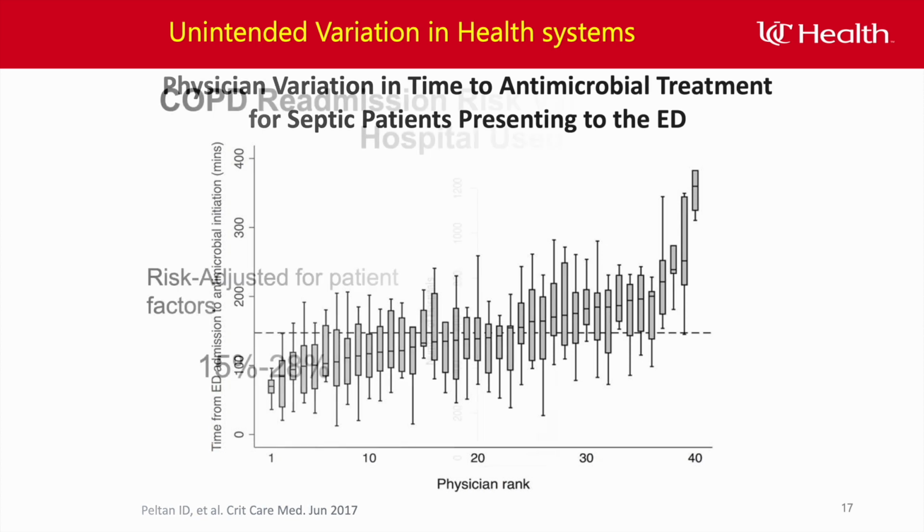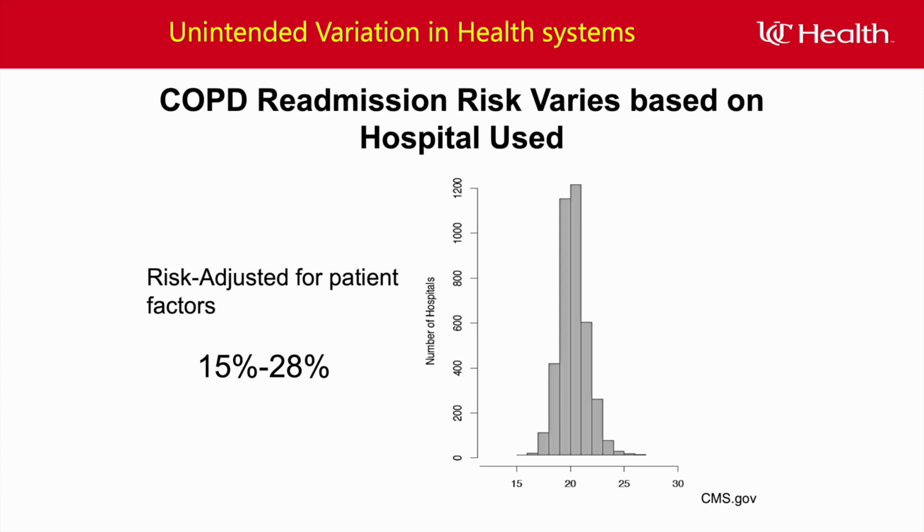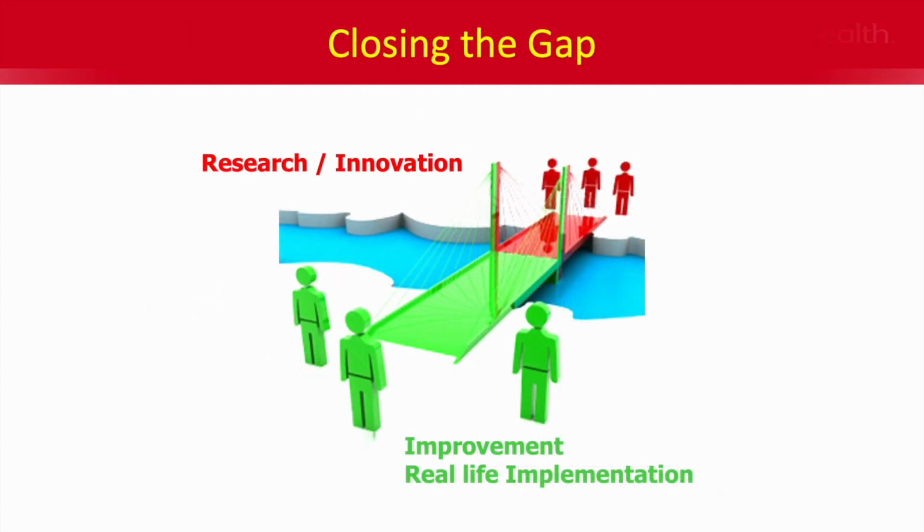Let's take another example. Here, the COPD readmission rate is presented for different hospitals in the CMS system. And you can see that depending on the hospital the patient goes to, the risk of readmission, which is coming back to the hospital and getting admitted within 30 days, varies from 15% all the way to 28%. We shouldn't accept that. Point being that there is a huge gap that we need to close to get better outcomes and deliver better care.